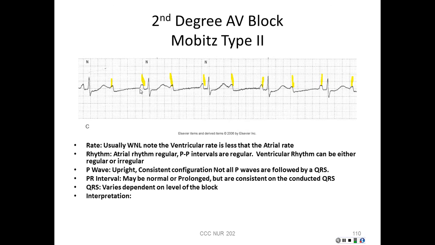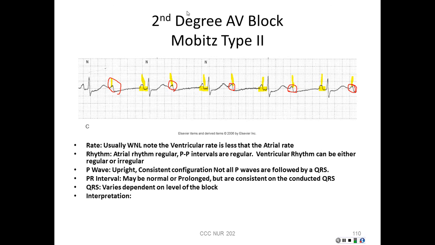If you measured the PR interval on this P wave and this P wave and this P wave, they would be consistent. So the PR interval on the one that's conducted is consistent. What we have are P waves that are not being conducted through the AV node. In other words, the AV node is blocking impulses coming from the SA node. And we don't know about this one, but my guess is that one is blocked as well.